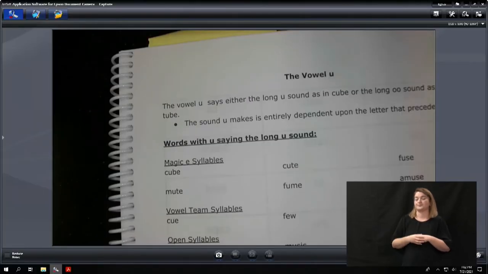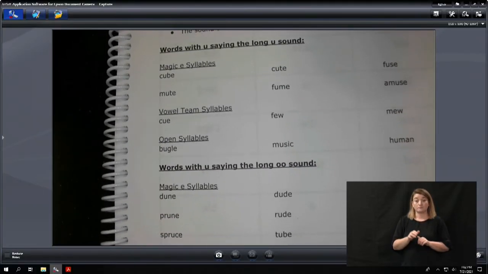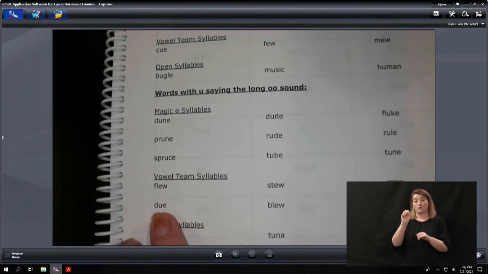Now let's go down here to that same vowel team syllable, D-U-E, and say that one, do. Do you see how your mouth is kind of round in do? Yay? No? Yes. Okay.